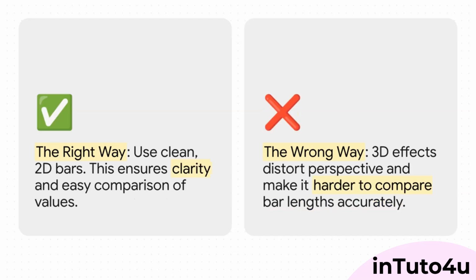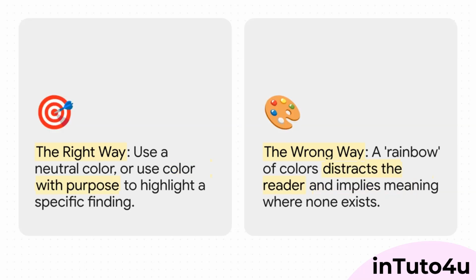I know, 3D effects can look flashy, but in the world of data, they're what we call chart junk. The perspective completely distorts the heights of the bars in the back. It makes it literally impossible to compare them accurately. Is that bar in the back taller, or is it just an illusion? Just stick to clean, simple 2D. It's always clearer.